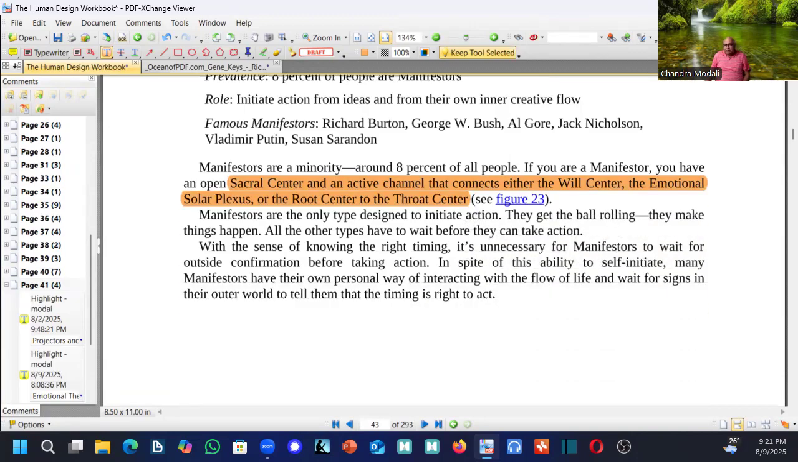Manifestors are the only type designed to initiate action. They are only designed to initiate the action, not sustain. They get the ball rolling. They make things happen. All the other types have to wait before they can take action. So this is the quality. If I want to launch a project, and the kickoff, I should have somebody who has the qualities of a manifestor to make it a success. What if I put a generator there or somebody else? It will become more mental activity than actual action.